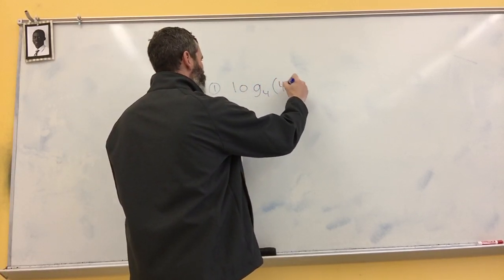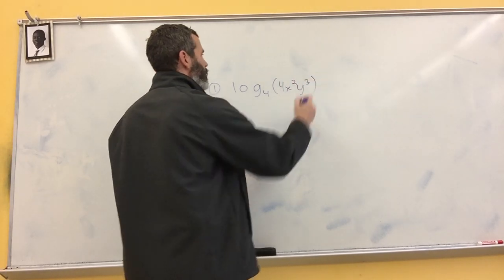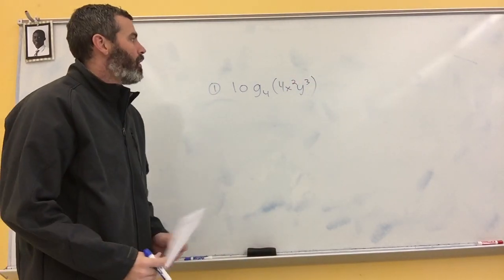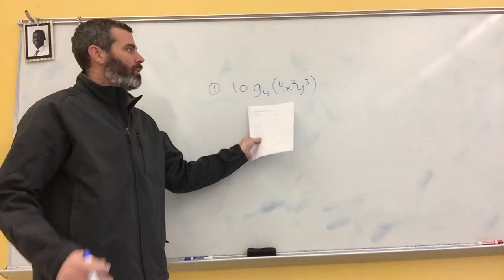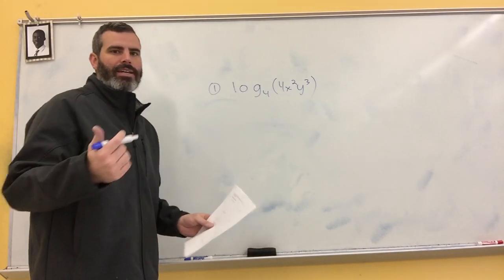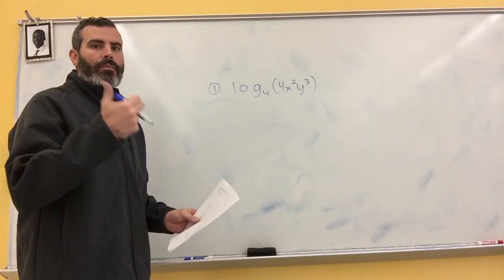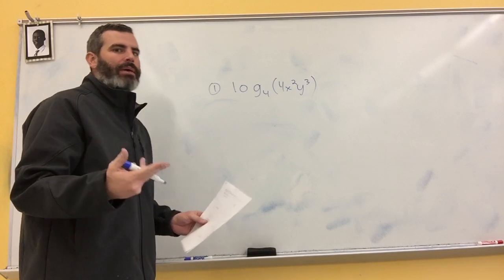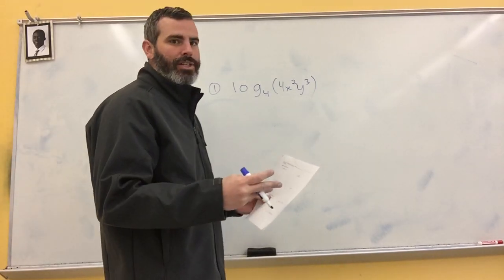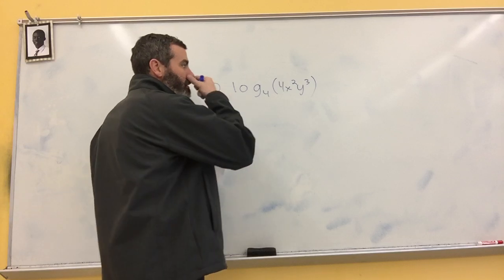Log base 4 of 4x squared y cubed. Okay, so we're gonna use the product property here. We're expanding. When you expand and condense, you're gonna use one of 3 things: product property, quotient property, or power property. You might use a combination of a bunch of them. Here we're going to use product and power.